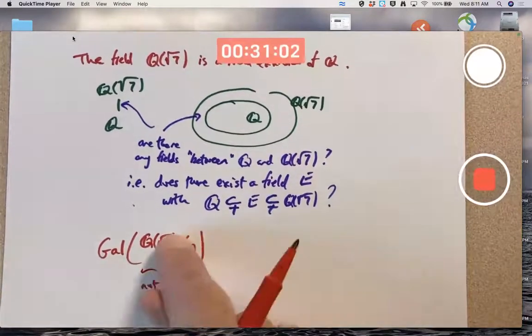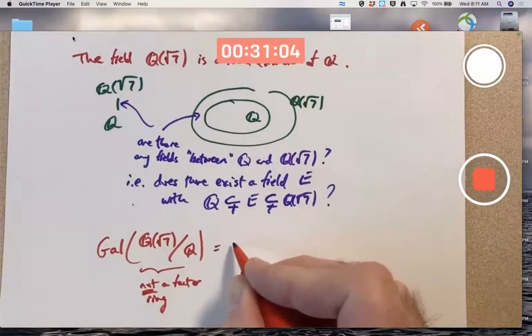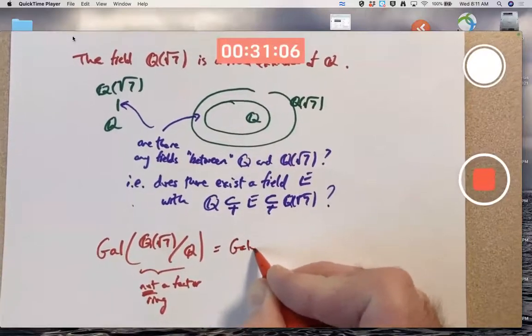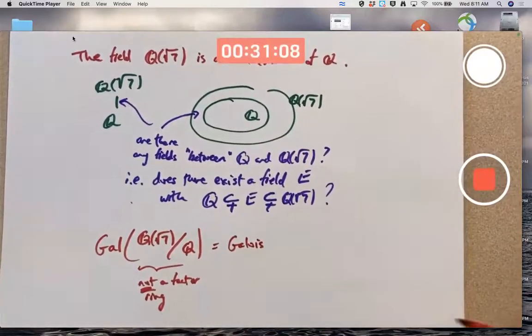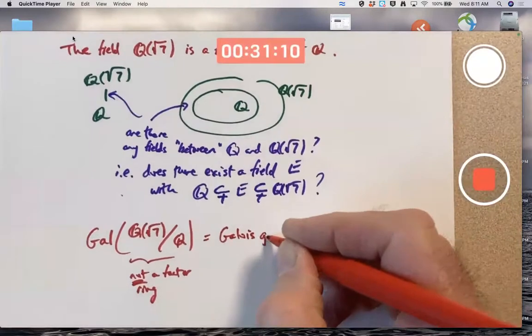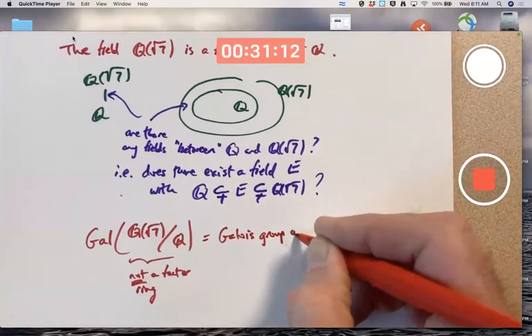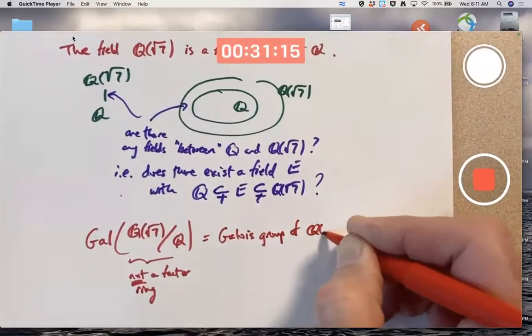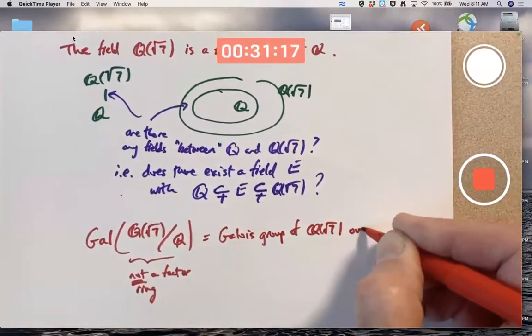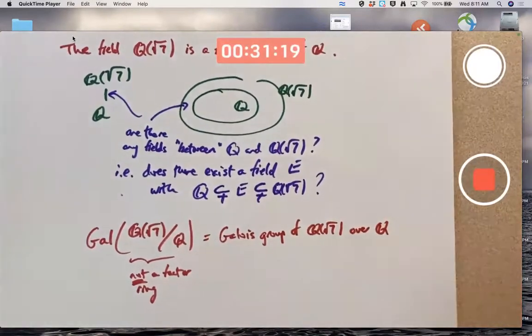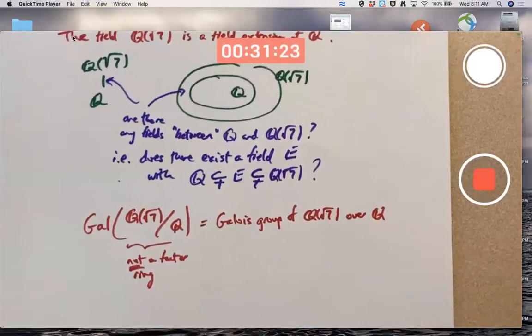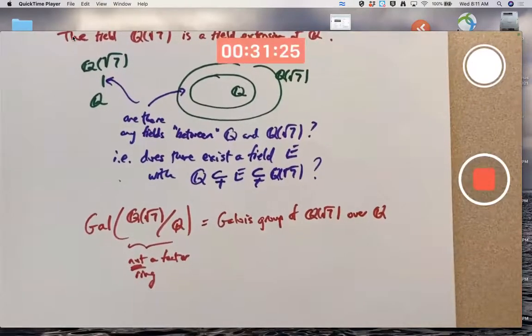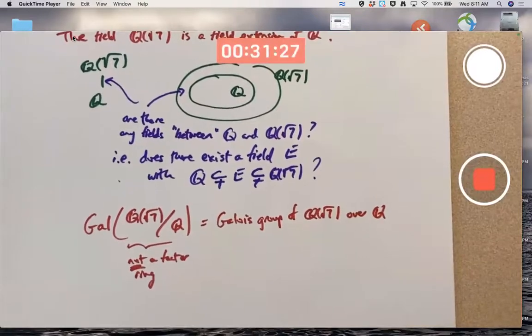This whole symbol represents something called the Galois group. Here's how you spell Galois. Galois group of Q adjoin root 7 over Q. But what is it? What is the Galois group? It's a group of automorphisms. Oh boy, back to automorphisms. Not group automorphisms, ring automorphisms.